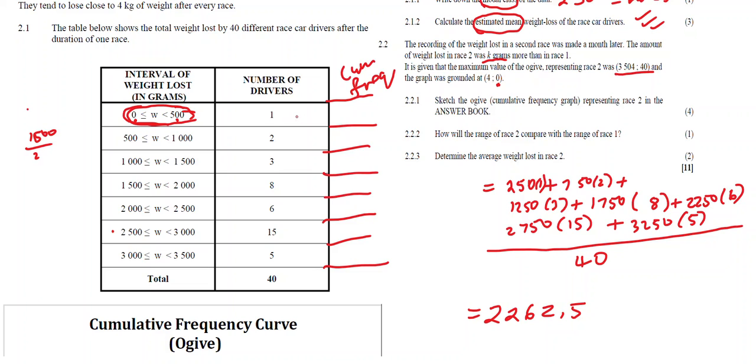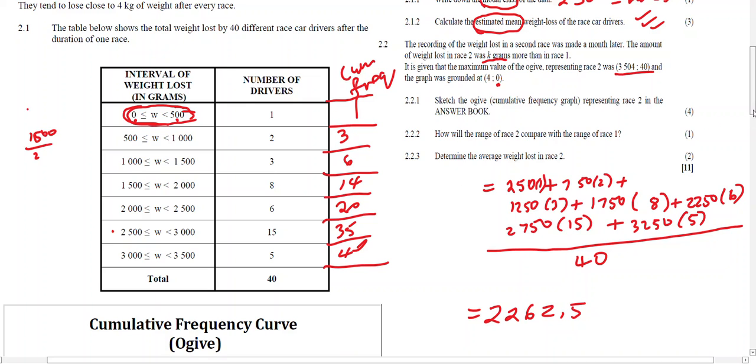So for cumulative frequency, remember, we get this plus 0 is that. This plus that is 3. This plus that is 6. This plus that is 14. This plus that is 20. This plus that is 35. This plus that is 40. Perfect. So now we can easily sketch.